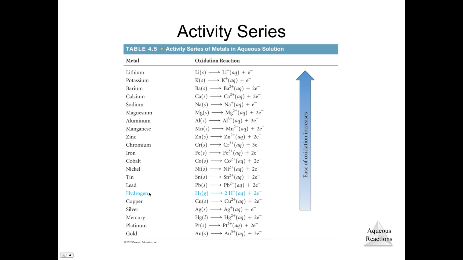Okay, so here's another image of the activity series. We were just looking at silver and magnesium, silver and copper. So silver is here, copper's here. When a metal is below another metal on the activity series, the ion of that metal will oxidize the solid metal above it, which means the reaction will take place.